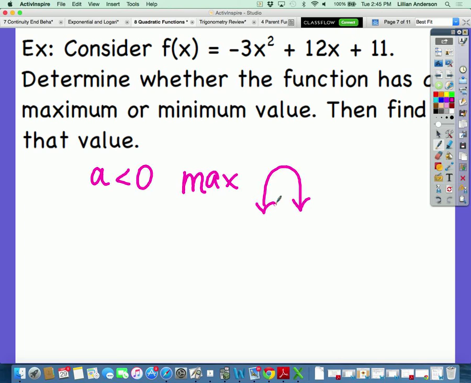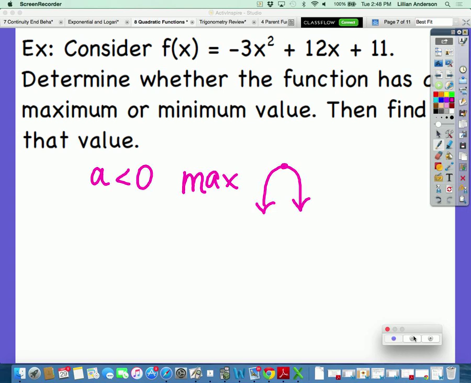And then we have to find that maximum value. How do you find that maximum value? Jasmine? Find the vertex, get the y-coordinate, okay? Can you guys do that, please? Find the vertex and tell me, don't shout it out, what that y-coordinate is.